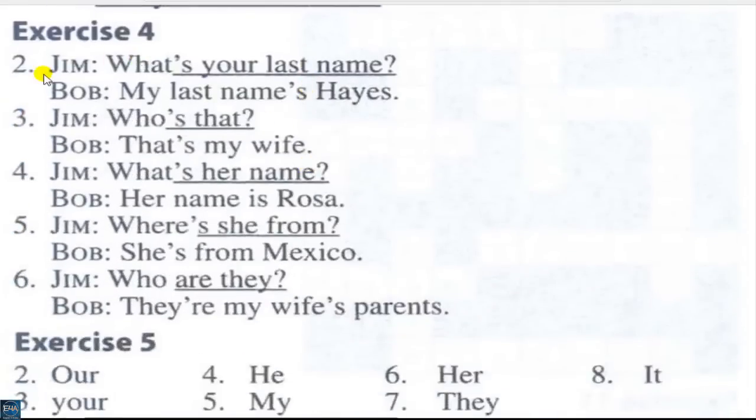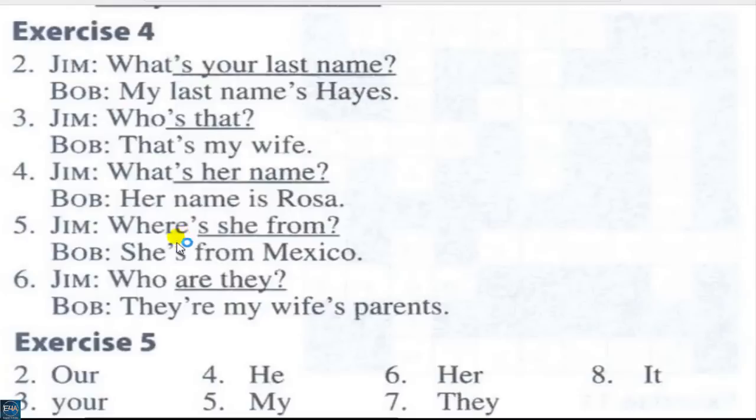Exercise 4, 2. Jem and Bob. Jem, what's your last name? My last name is Hayes. 3. Jem, who's that? That's my wife. 4. What's her name? Her name is Rosa.